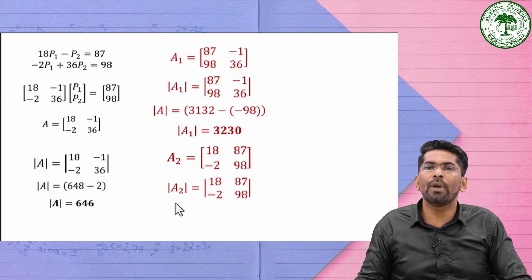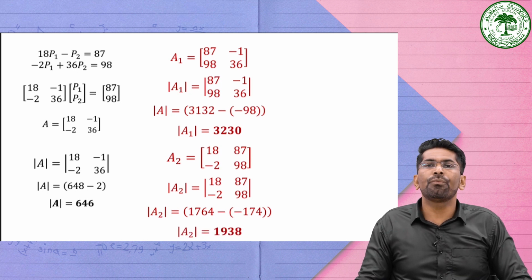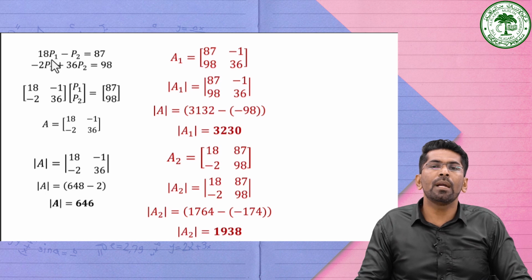So here the determinant value of A2 is equal to 18 into 98 minus 87 into minus 2. So 18 into 98 is equal to 1764, minus 87 into minus 2, which is equal to minus 174. So we have a minus and minus here, so it will become plus. If you add these two terms, then it will become 1938. Now we are going to find the value of P1 and P2.